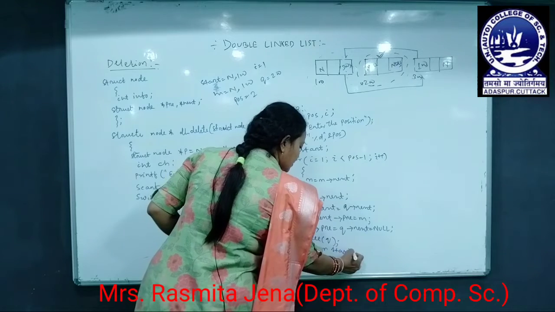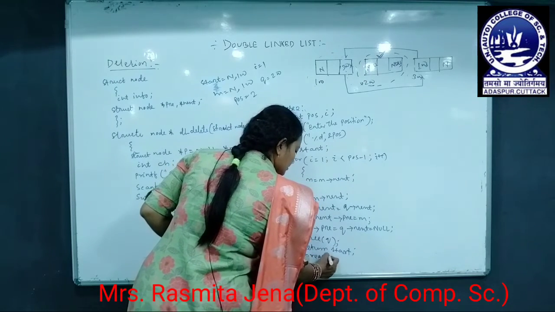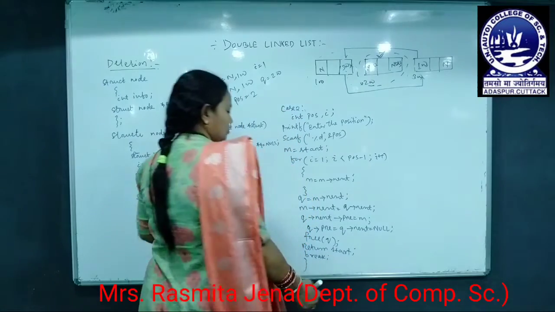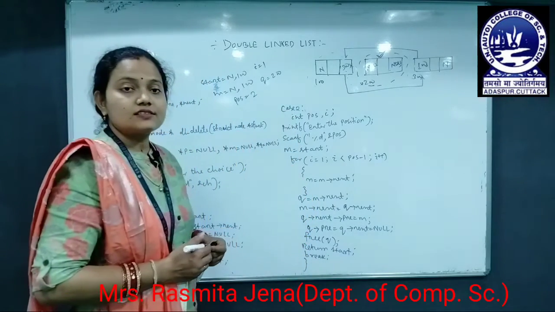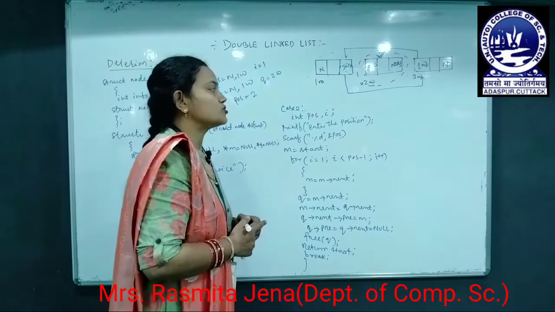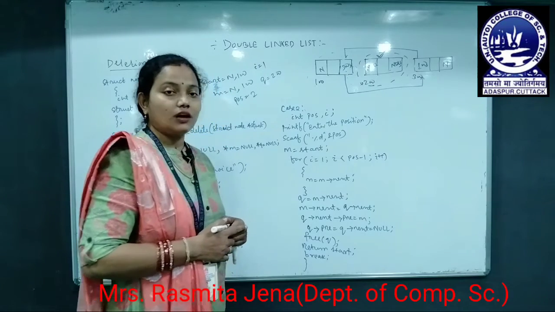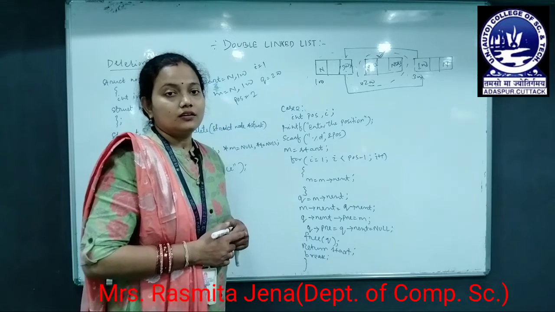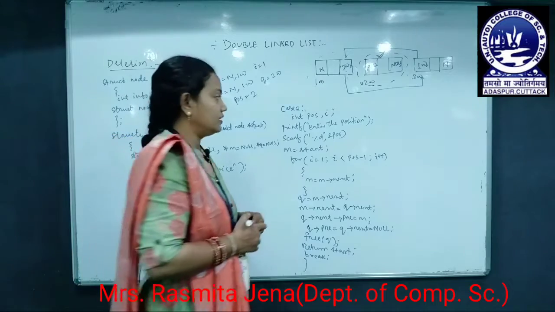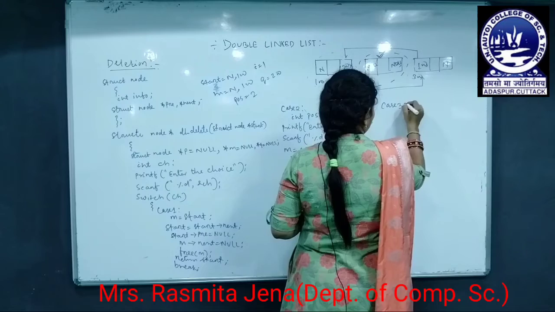And as it is our second case, so a break statement will be there. So this is the statement for deleting a node from any position of the double linked list. Now comes the third case of the node deletion from the double linked list. That is our case 3.